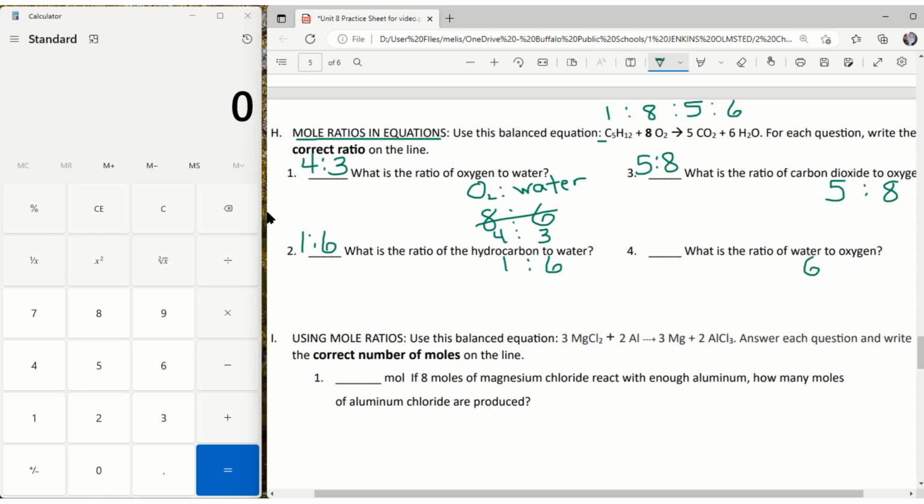Water to oxygen. I can divide them both by 2, 3 to 4. Now I can't divide them by anything else. So there you go. That's how you use the coefficients in the balanced equation. Remember, they had to be the smallest whole number coefficients to write ratios.